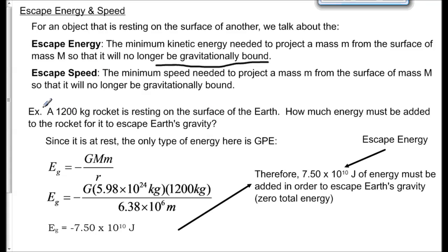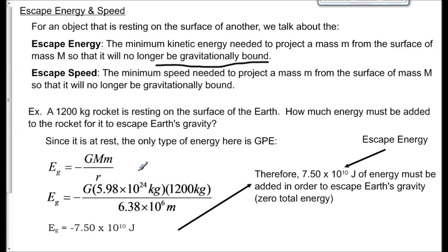So let's go through this example. I've got a rocket resting on the surface of the Earth, and I have to know how much energy I have to add to get it to escape Earth's gravity. We know it's at rest, so the only energy we have to be concerned about is gravitational potential energy. So here is our gravitational potential energy expression, and then I slid the numbers in.